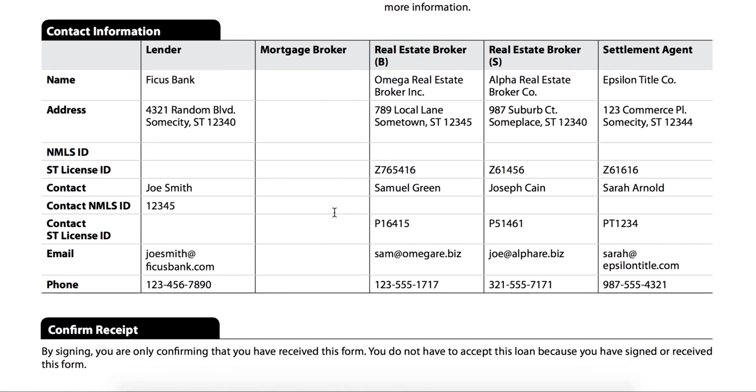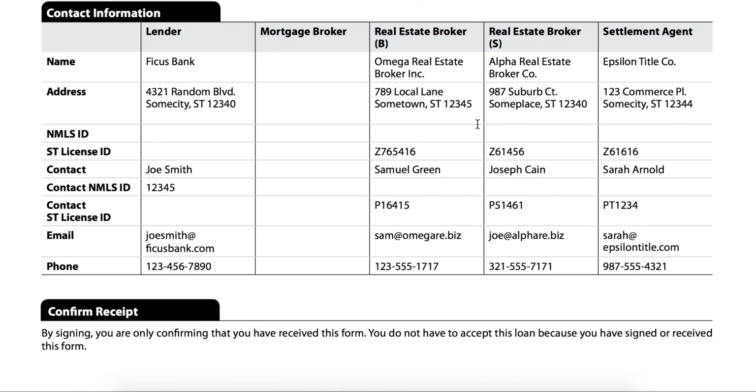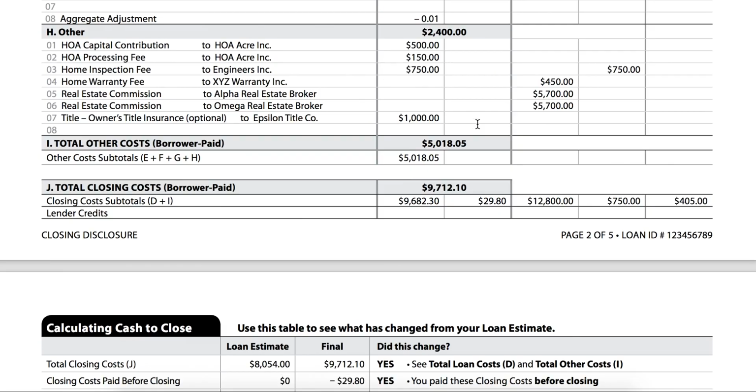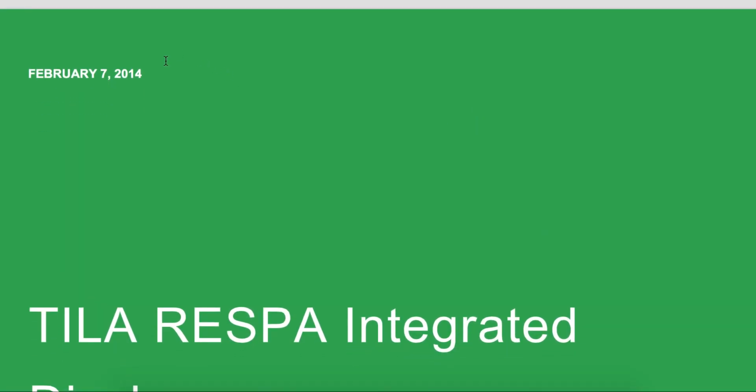And then it closes with all the contact information, your lender, real estate broker, the listing agent, the settlement agent. That is the new CD or closing disclosure, formerly the HUD-1 Settlement Statement.